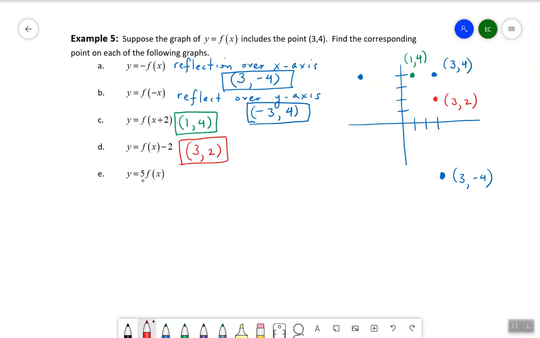And finally, part E, 5 times f of x would be a vertical stretch by a factor of 5. So our point would shoot way up high. The x-coordinate would stay the same, would still be 3. The y-coordinate would be multiplied by 5. So 4 times 5 is 20. And so there is the new point.